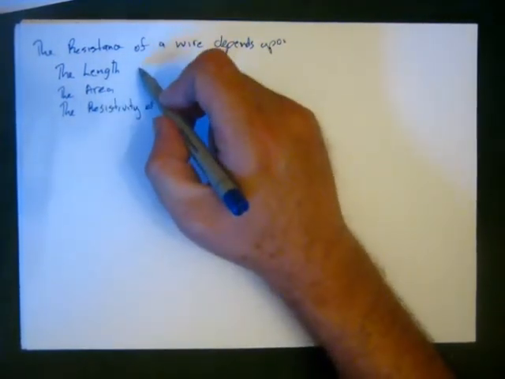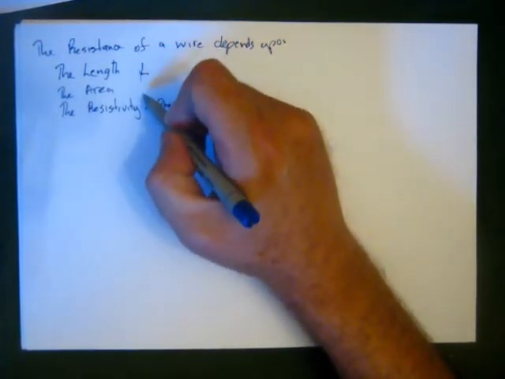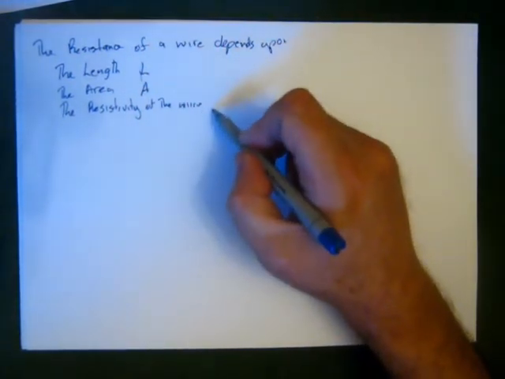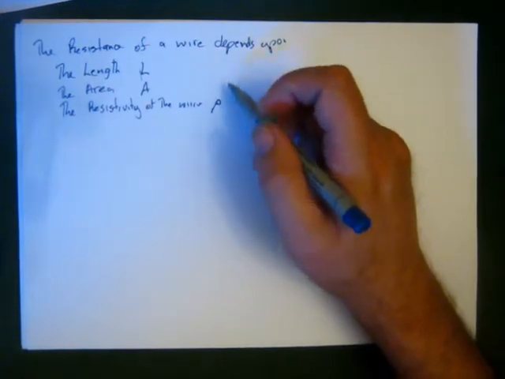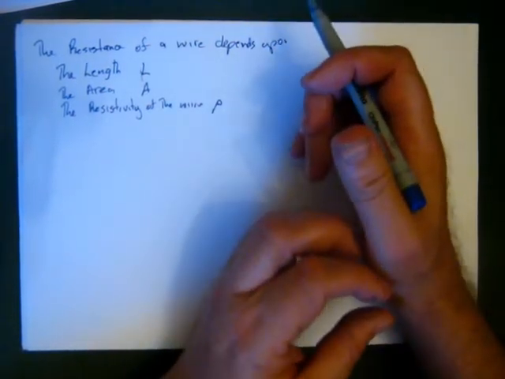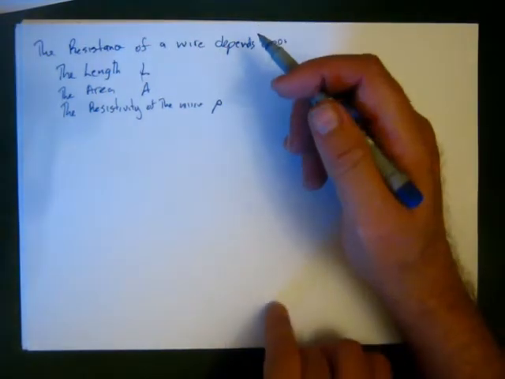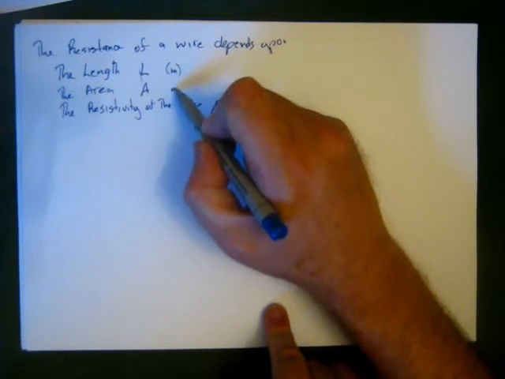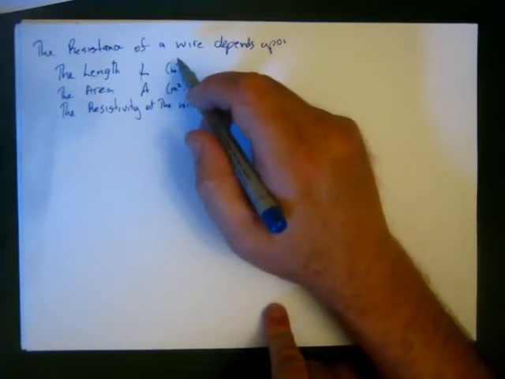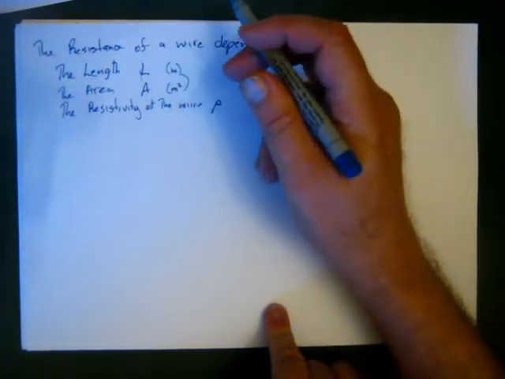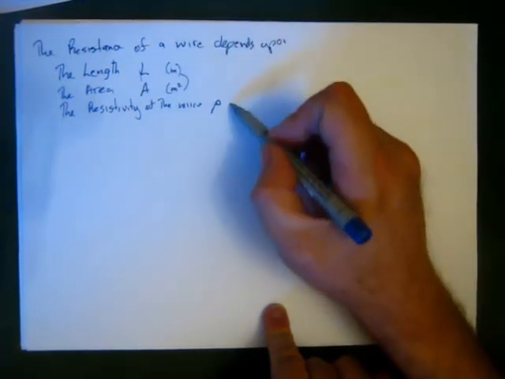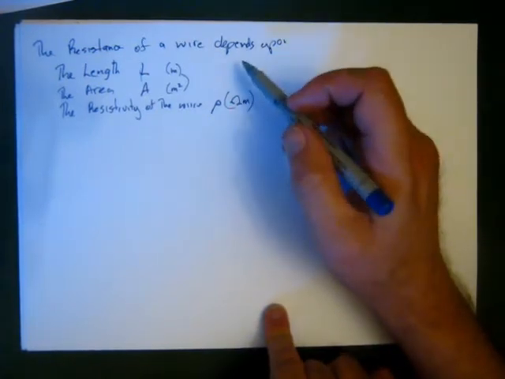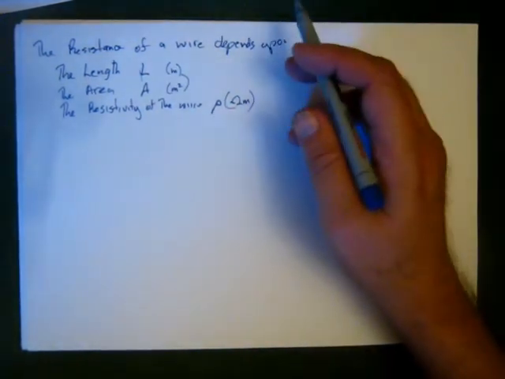So the length let's call it capital L. The area is going to be A, and the resistivity will use rho, this little symbol here, which we also use for density and things like this. Now, resistivity is measured in, so this is going to be in meters, this is going to be in meters squared, so this is going to be measured in ohm meters, I guess.